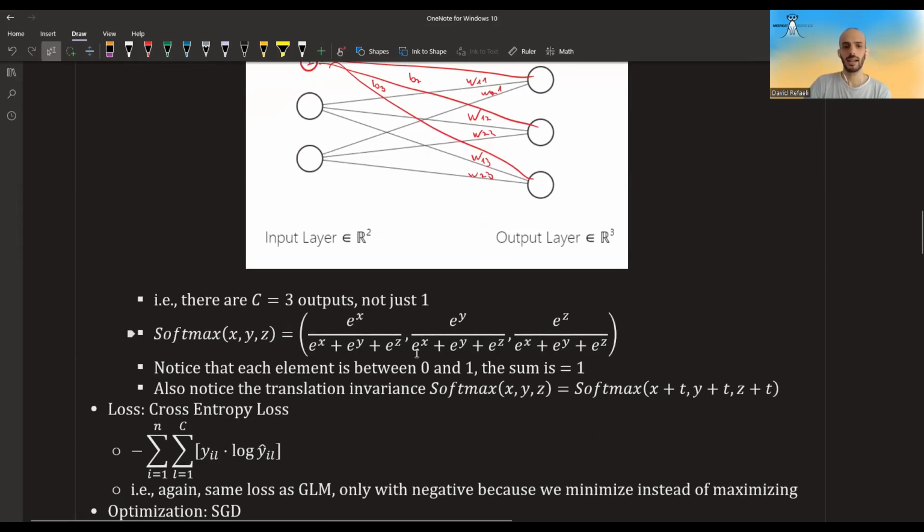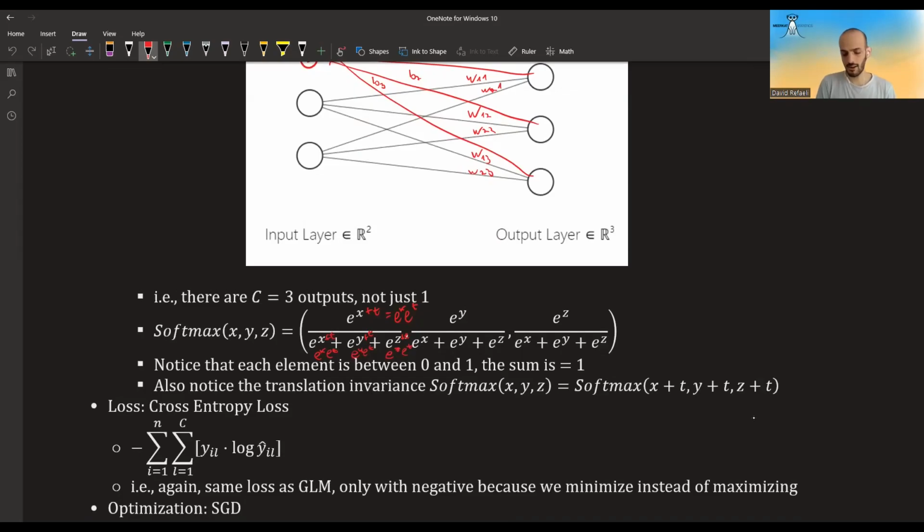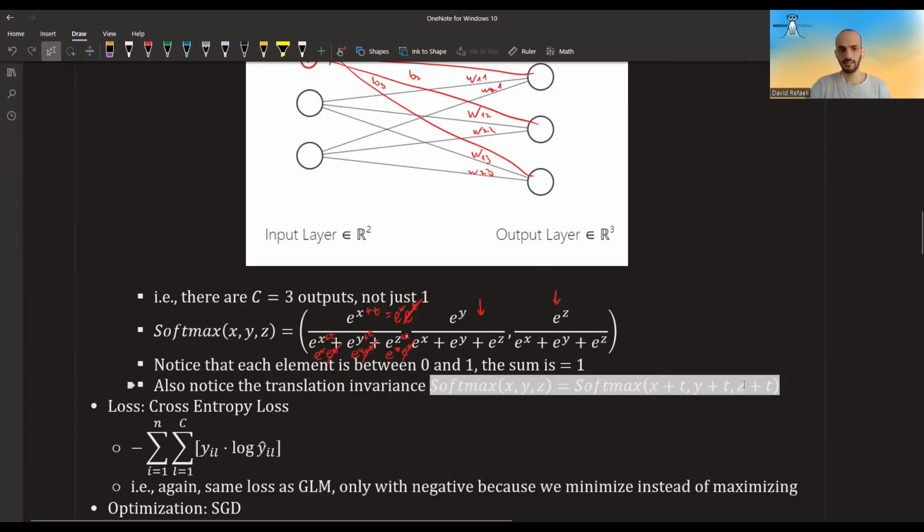Okay, notice that the softmax is translation invariant. You should know this. So if we add a t here, then this just becomes e^x e^t, and we can do the same for here. So we can take e^t in common out, and then it just cancels here and here, and we're back to what we had before. And this happens also here and also here. Okay, so it doesn't matter if you add a t to x, y, and z, it will be the same. Okay, so this is the identity that means that it's translation invariant.